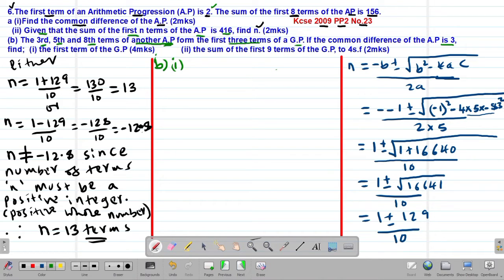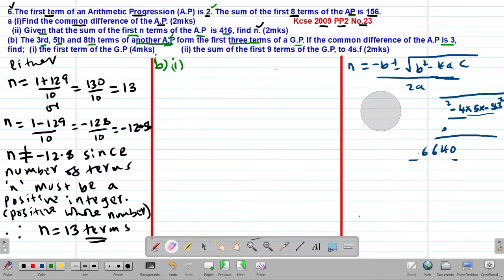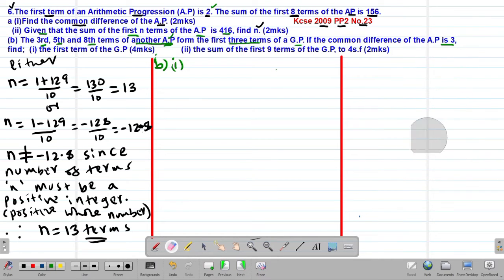So we are told that the third, the fifth, and the eighth term of another AP. So our other AP is going to behave in the following way. Let me actually erase this. So our other AP will have the following terms. We know that the nth term of any given AP is given by A plus n minus 1 multiplied by D. Therefore, we are told that the common difference of this new AP is 3.